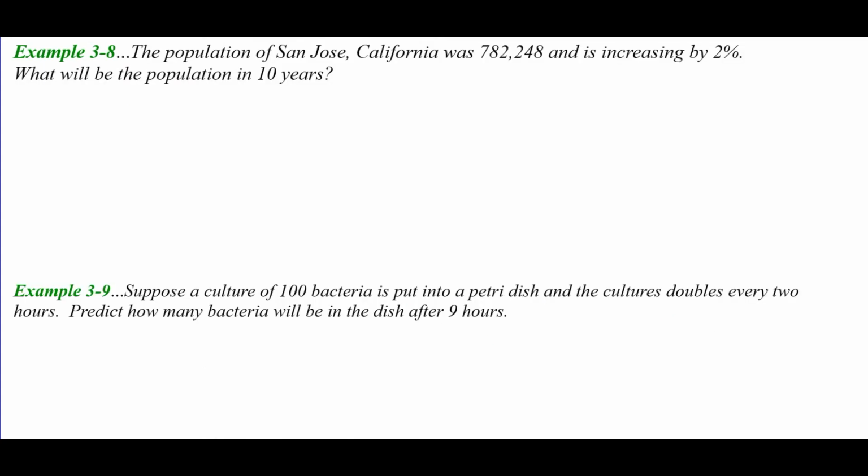So looking at some word problems here, so this one, we have the population of San Jose is 782,248, and it's increasing by 2%. So remember, when they tell me the percent that I'm increasing by, I'm going to use that y equals a times b to the x. A is going to be my initial amount, and b is going to be my percent of change. So since I'm increasing, remember that's 1 plus, and then I change my 2% into a decimal, so my b value is going to be 1.02.